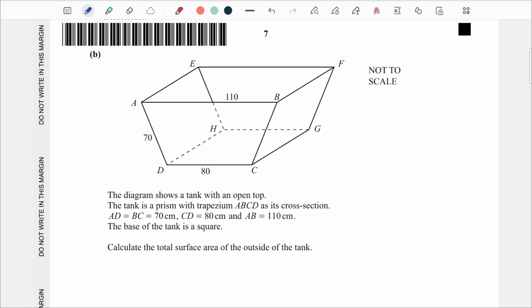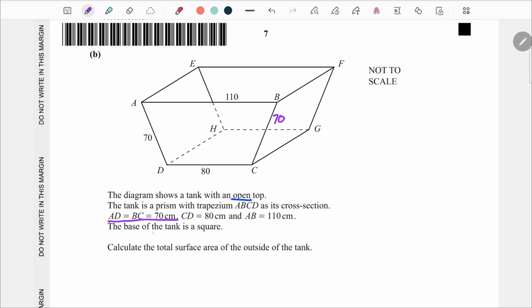In part B, the diagram shows a tank with an open top. The tank is a prism with trapezium ABCD as its cross section. So ABCD, meaning this whole thing, is a trapezium. AD is equal to BC, that is 70. So this BC is also 70. And CD is 80, AB is 110.